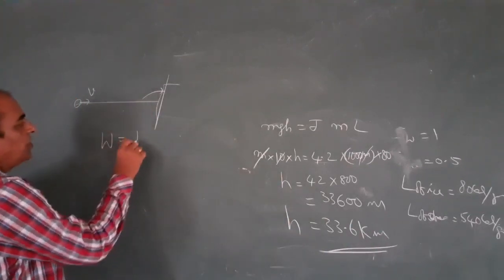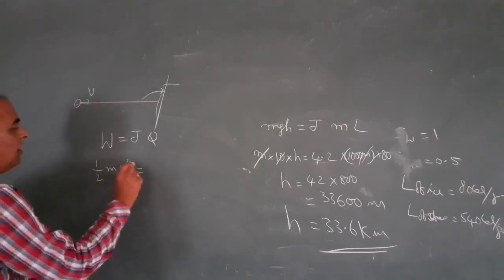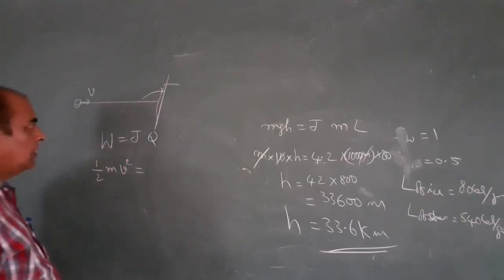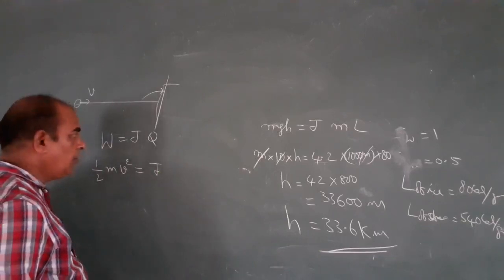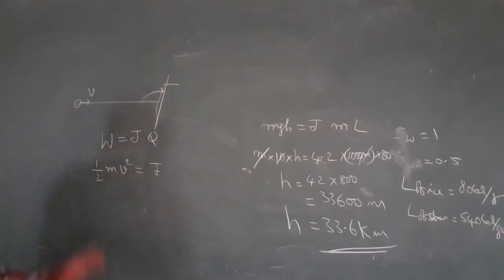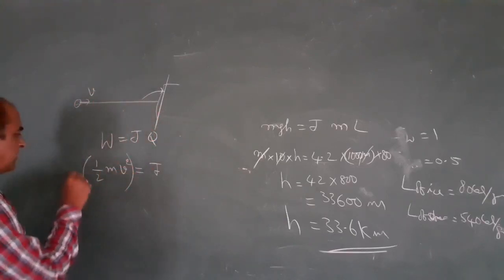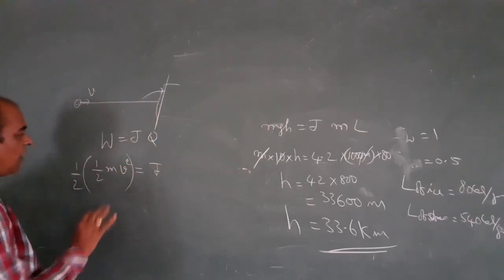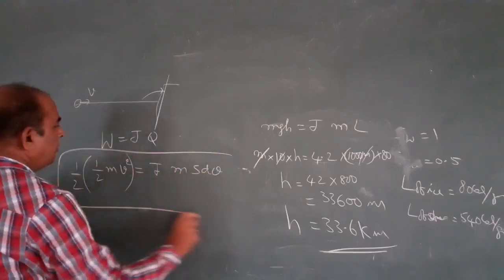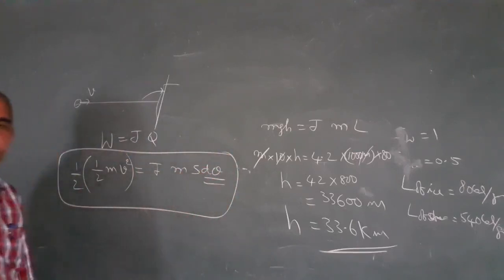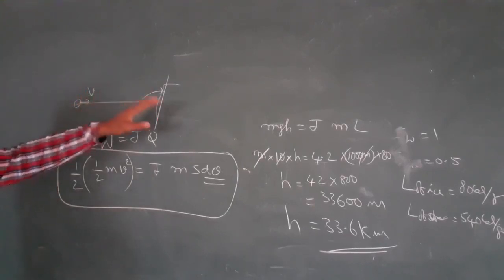So W is equal to JQ. W is the kinetic energy of the bullet, half mv square, is equal to J into only 50% of the kinetic energy absorbed by the bullet. So 50% means half. Half of mv square is equal to J into ms d theta. From this we calculate the rise in temperature of the bullet.